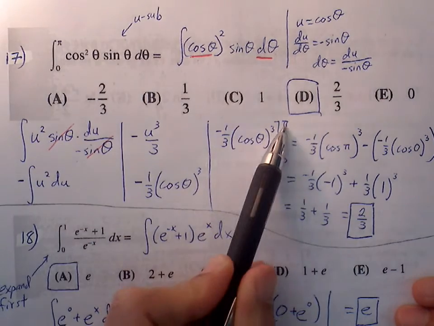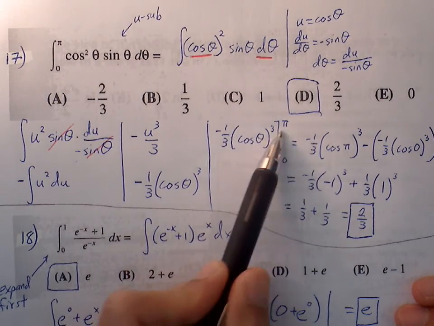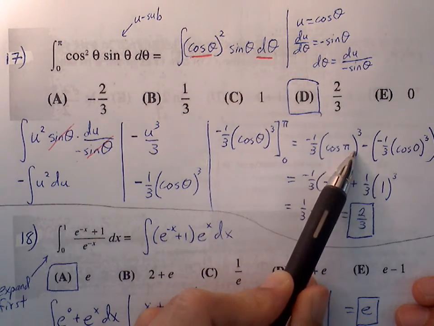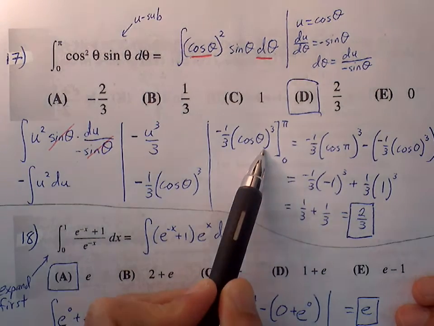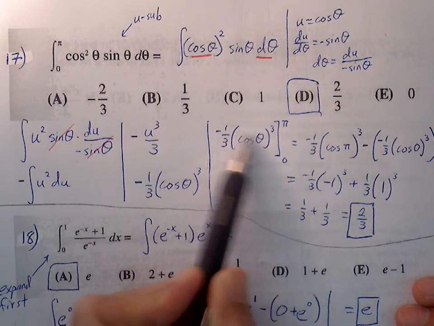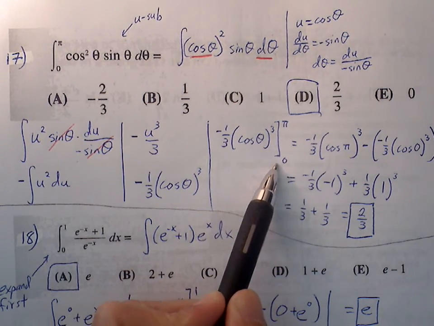So upper bound is pi, lower bound is 0. Plug pi in for theta. Minus, then repeat the same thing, plug 0 in for theta. Again, careful with zeros. Zero doesn't always necessarily mean it's going to just take everything out. In this case, there's going to be some leftovers.